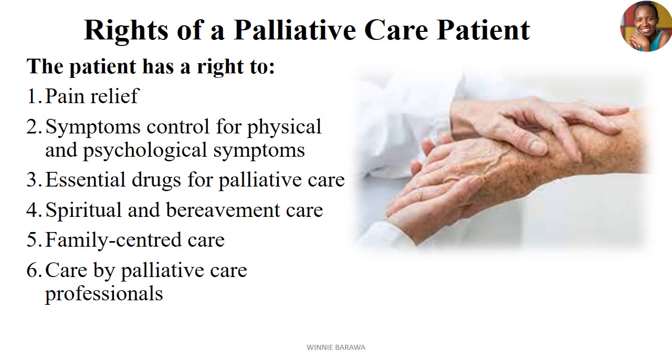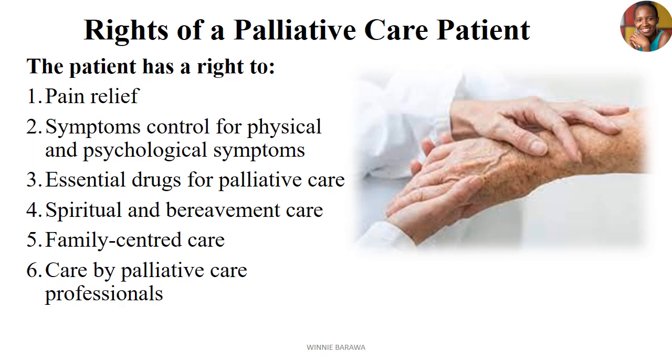So now bringing it down to the rights of a palliative care patient. The rights of a palliative care patient says that a palliative care patient has a right to, number one, pain relief. It is our duty to ensure that facilities have adequate pain medication that is provided to the patient at the right time and in the right model. Number two, palliative care patients have a right to symptom control for physical and psychological symptoms. That is their right. A palliative care patient has a right to essential drugs for palliative care.